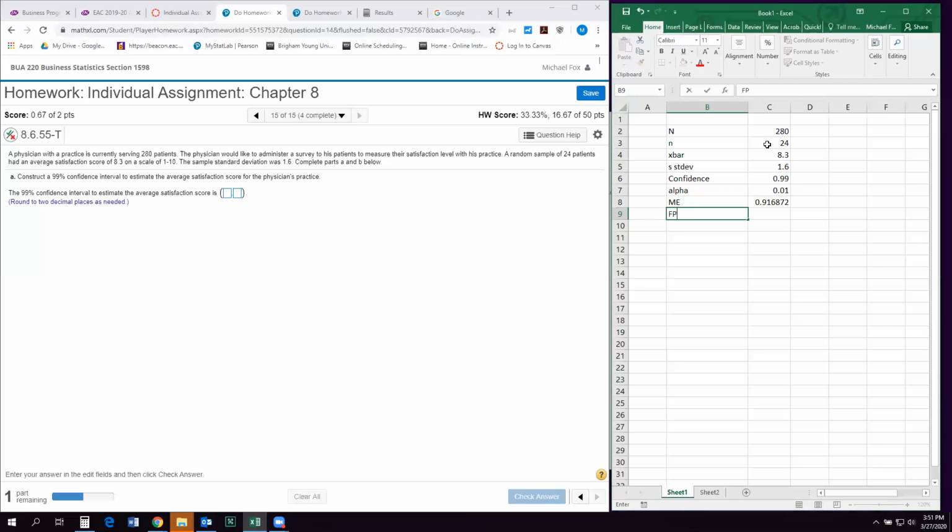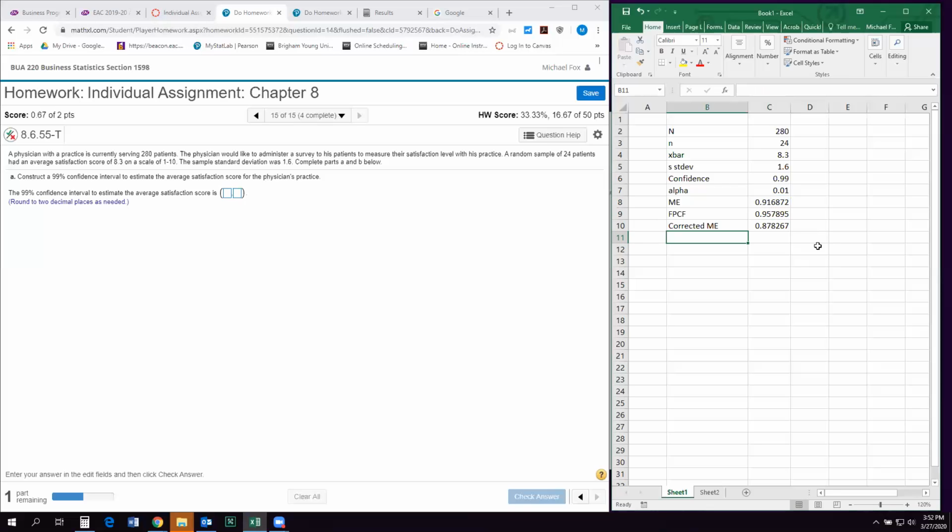So we're going to have to figure out the finite population correction factor. And to do that, it's the square root of big N minus little n, divided by big N minus 1, or the population minus 1. So there's our finite population correction factor. So we will call this our corrected margin of error, which is just the margin of error times the finite population correction factor.